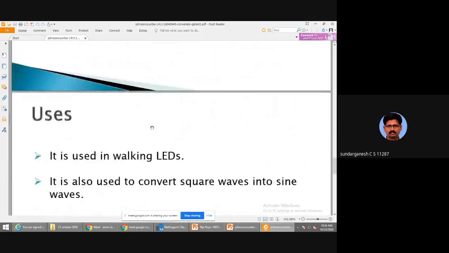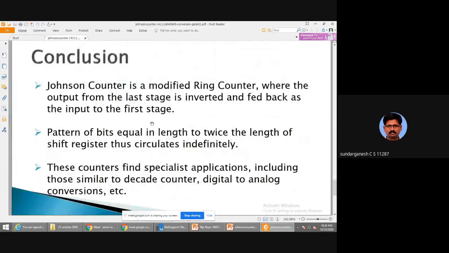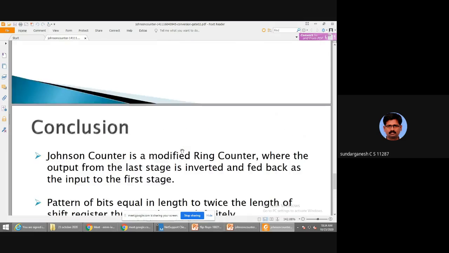This is all about the Johnson counter. The Johnson counter is a modified ring counter. The inversion of the output from the last stage is taken and fed back as input to the first stage. The pattern of bits is twice the length of the circuit. It is used in some specialized applications, such as decade counters and digital to analog conversion.